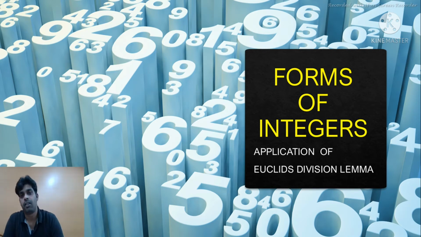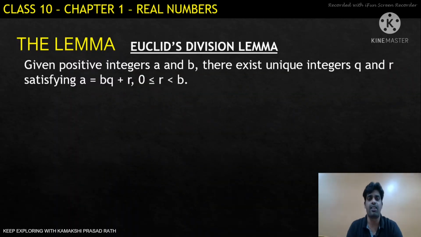In today's topic, we will learn about how to form integers, different forms of integers, that is the application of Euclid's division lemma. So let's start. So first, let's understand what is this lemma.